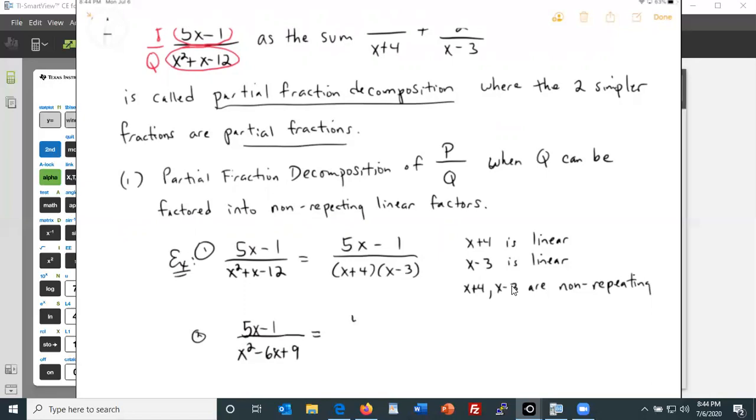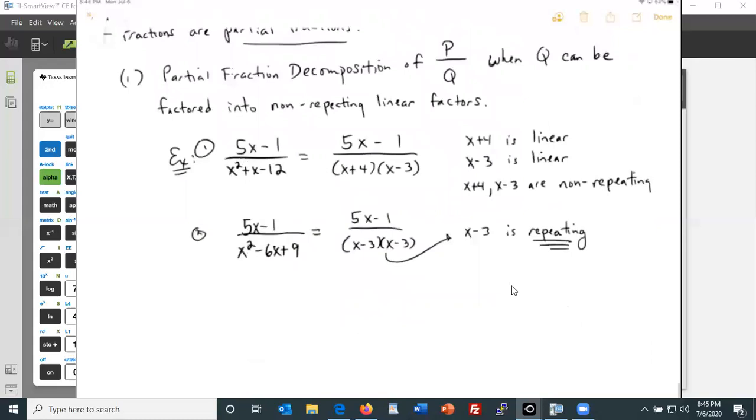So here, when we factor the denominator, it factors into x minus 3 and x minus 3. So x minus 3 is repeating in this case because it appears twice. So we're not going to consider that until part 2 here. For right now, we're going to be considering the problems where the factors are non-repeating. And then in a little bit, we will switch to the ones that are repeating.